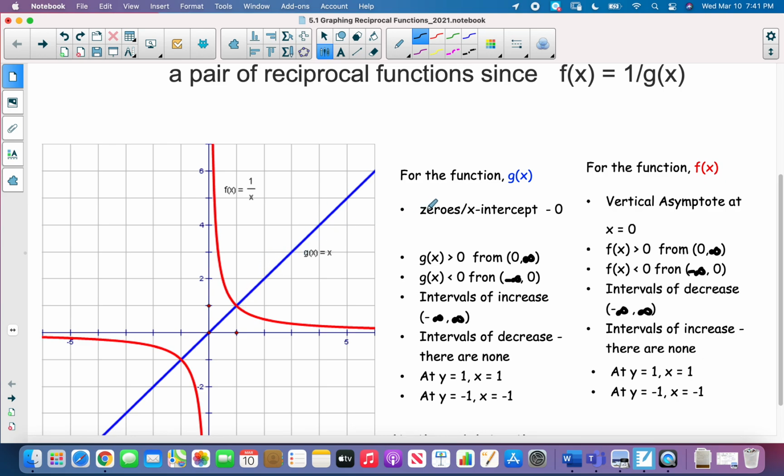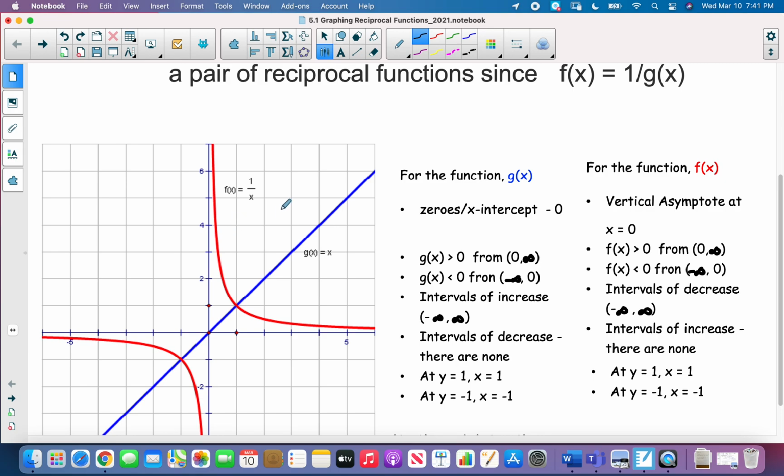For g of x, you can see that the zeros, or the x-intercept, is this number 0. There's only one 0. And we can see that g of x is greater than 0 for values of x from 0 to infinity. So all these values of g of x are above 0, so they're positive. Whereas from negative infinity to 0, which is this half of it, is less than 0. And the intervals of increase, that is, if you go from left to right, you can see that this function is increasing from negative infinity to positive infinity. And there are no intervals of decrease, okay?